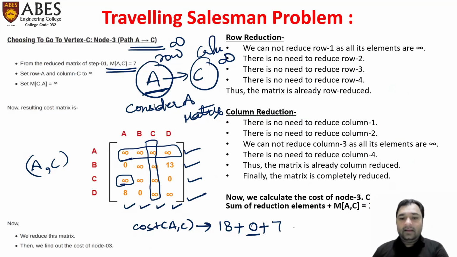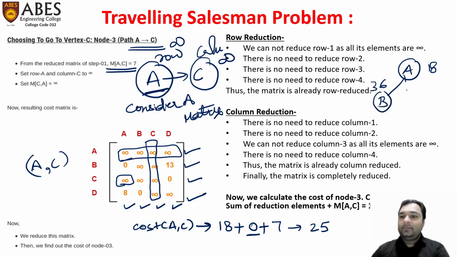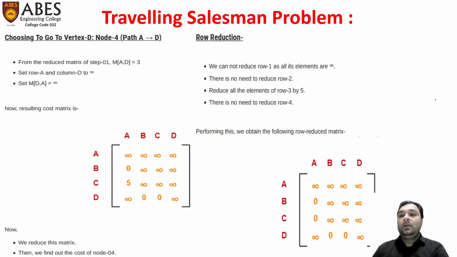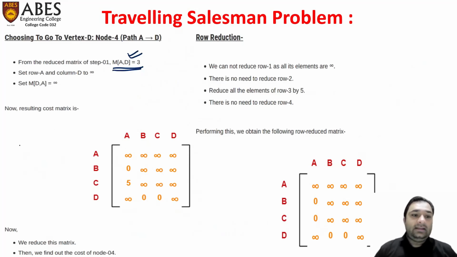So this will lead us to 25. Now, what we are getting is A is 18, then B is 36, then C is 25. Now we will explore D. During this exploration, what will we be doing? What is the cost of M, A comma D?